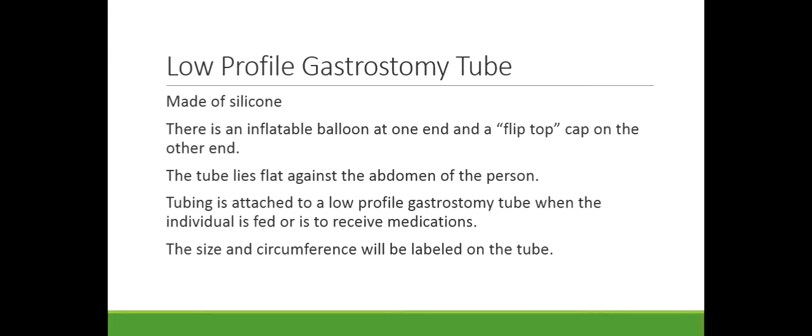Low-profile gastrostomy tubes are made of silicone. There is an inflated balloon at one end and a flip-top cap on the other end. The tube lies flat against the abdomen of the person. Tubing is attached to a low-profile gastrostomy tube when the individual is fed or is to receive medications. The size and circumference will be labeled on the tube.